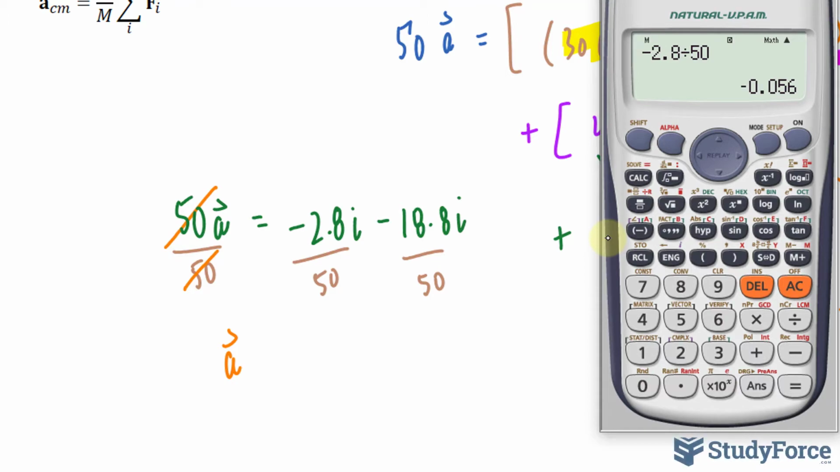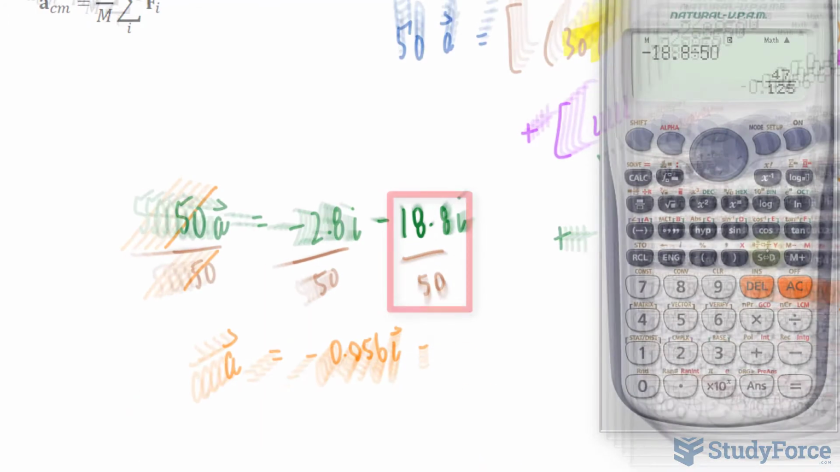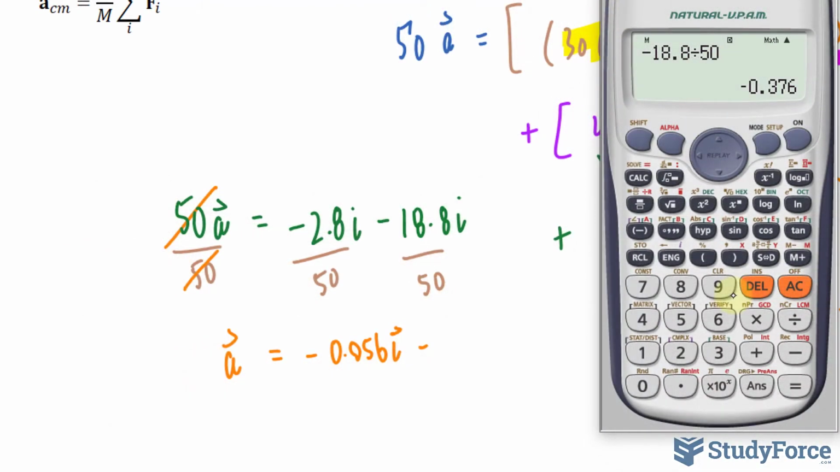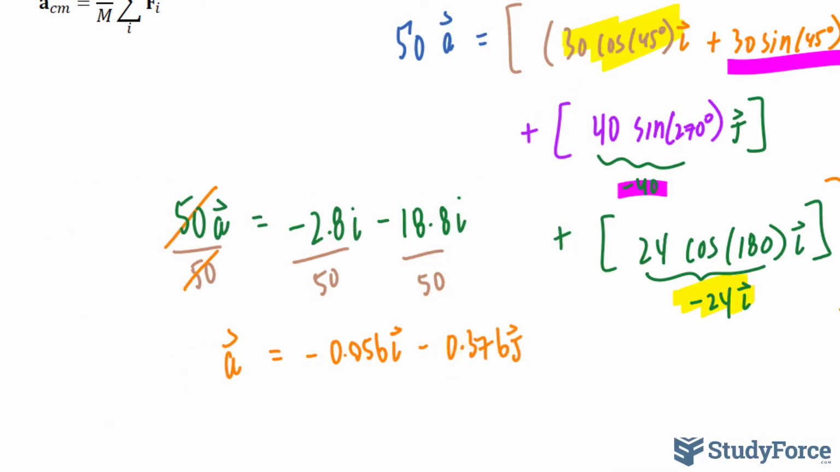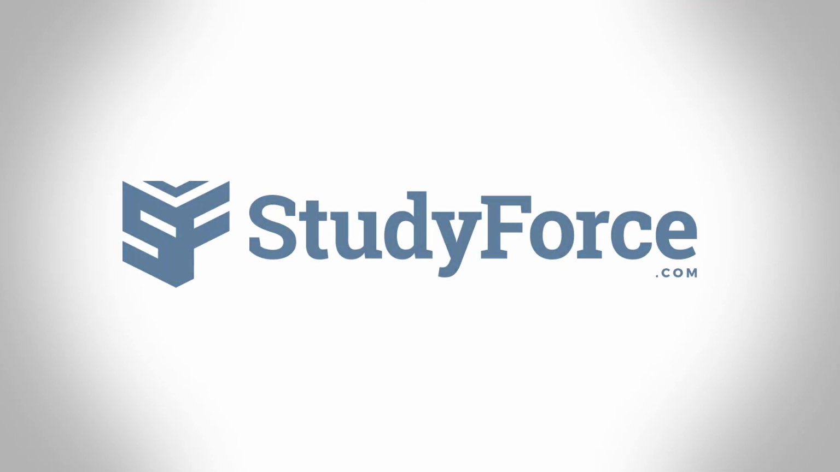makes that value. And dividing these out makes negative 0.37. The units for acceleration are meters per second squared. And there you have it. That is how to calculate the acceleration of the center of mass.